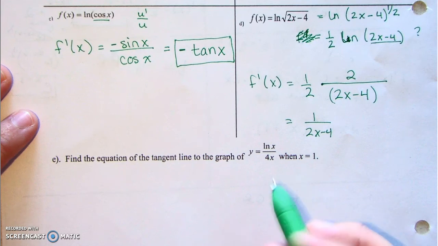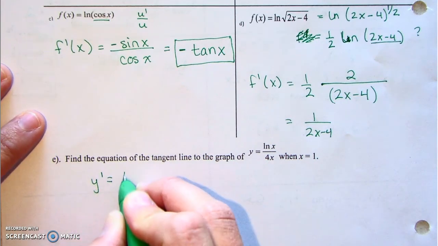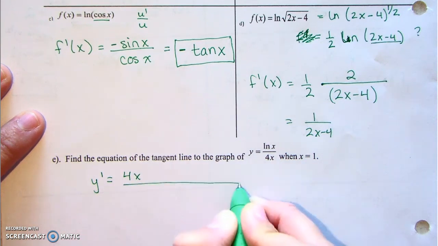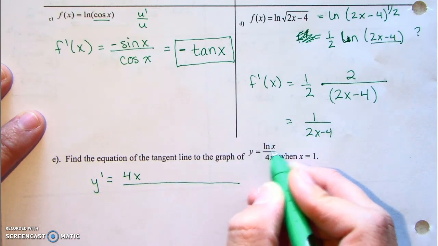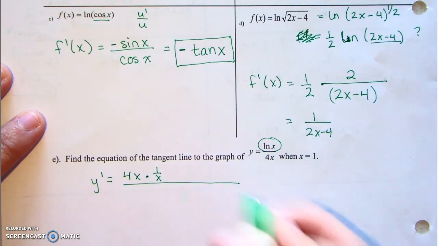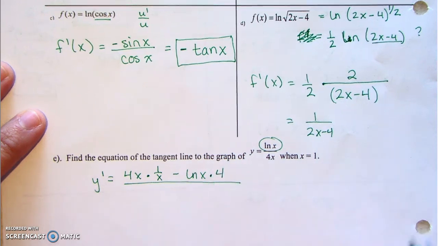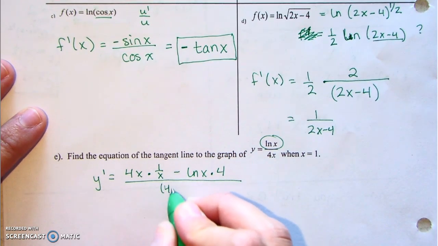And I have 1 minute, so we're going to finish. I'll do as much as I can on this one. Quotient rule, ready? Low d high. What's the derivative if you just have an x? It's going to be 1 over x, minus high d low, all over the low squared.